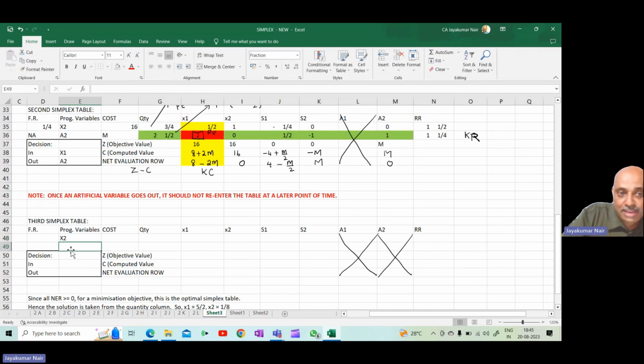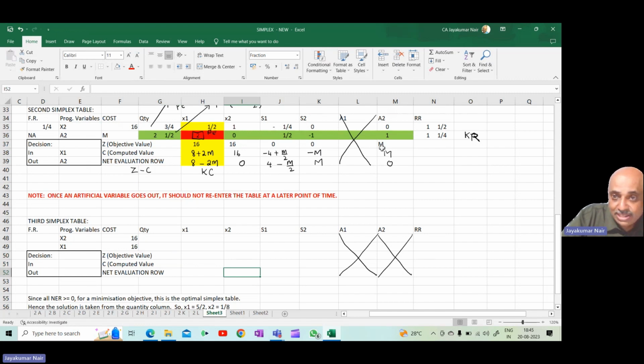And in place of a2, I have to write x1. I repeat, you cannot change the order. Here it is x2, so the first element should be x2, and here in place of a2, x1 should come in. So you must write x1. Now, what are the costs? It is 16 and 16. They are coefficients from the objective function. So 16 and 16.